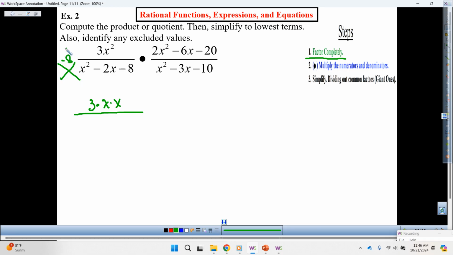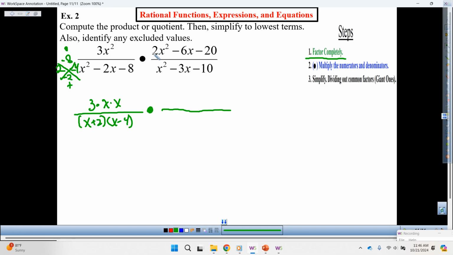Negative 8 and negative 2. What factors of negative 8 add up to negative 2? 2 and negative 4, so my factors are x plus 2, x minus 4. Woo-wee! Not bad, not bad. Pass someone.